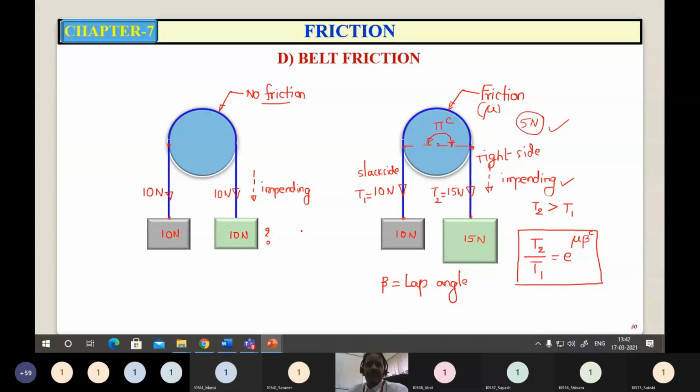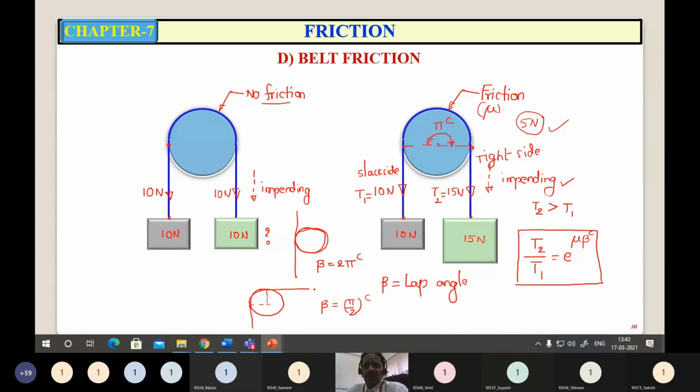Suppose the belt is passing over the drum for one complete turn. What is the lap angle here? 2 pi radians. Suppose this is the drum and shaft. What is mu? Mu is the coefficient of static friction between the belt and the drum. So on one side, the belt is vertical. On the other side, the belt is horizontal. What is the lap angle? Pi by 2 radians.